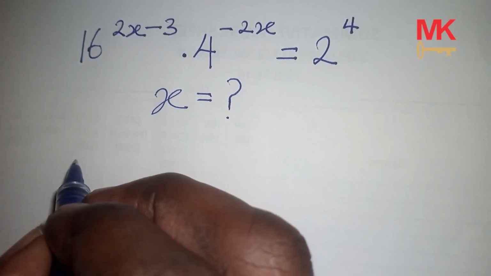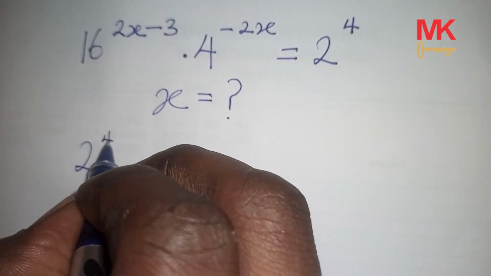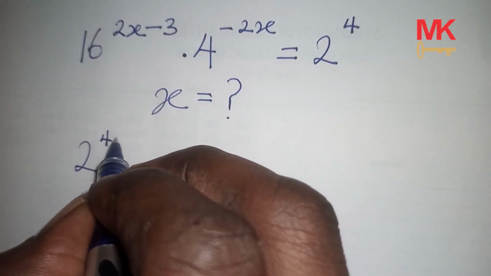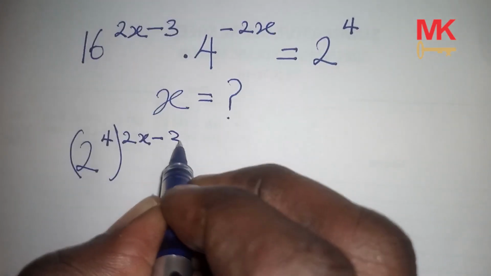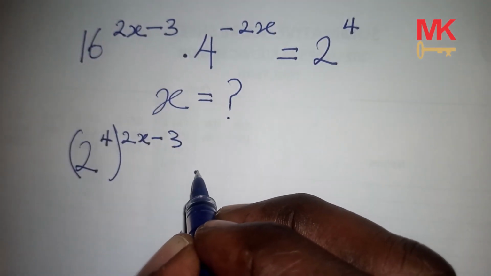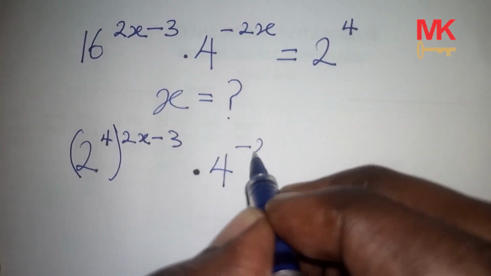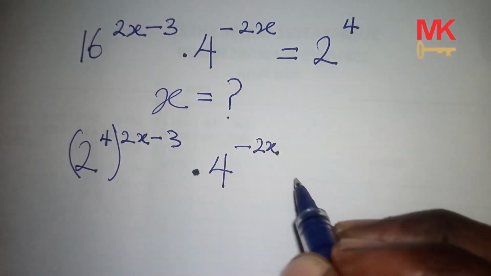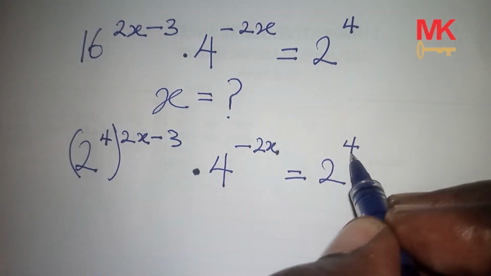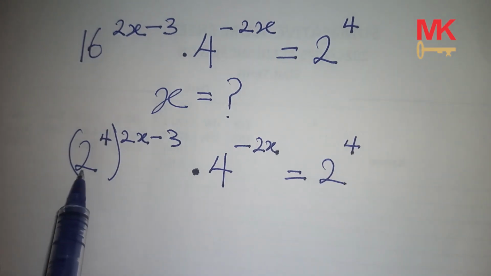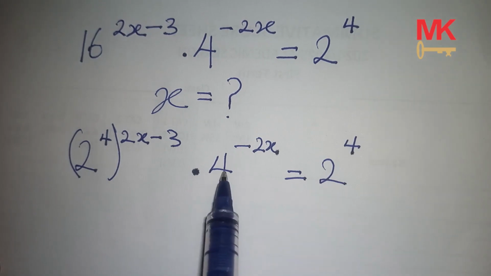16 is written as 2 raised to the power of 4, in bracket, 2x minus 3, times (this dot means times) 4 raised to power minus 2x, which is equal to 2 raised to power 4. As you can see, here is already 2, but here is not yet 2, so we need to make it 2.